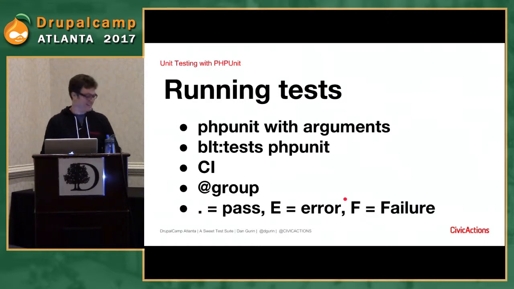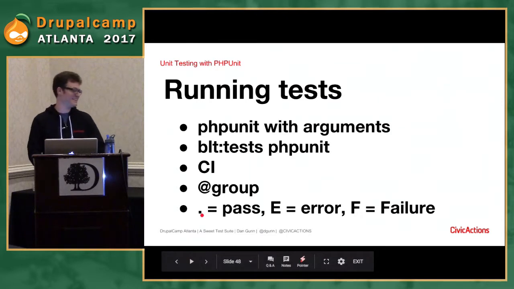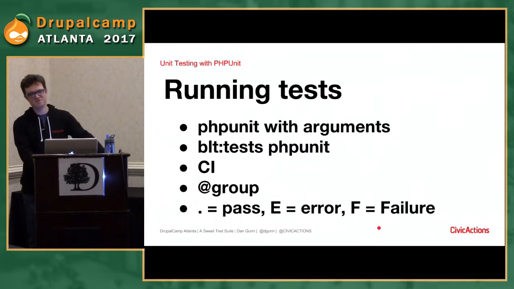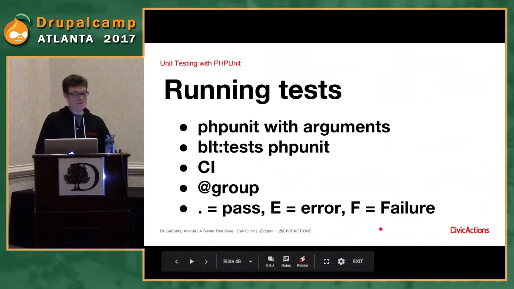The dot, as you'll see it running, is a pass. It's a good thing. It means you can eat dinner when you see the dot. And then the E is an error, and an F is when the test fails. So those will be big and red. And if you're like me, you see a lot of this.